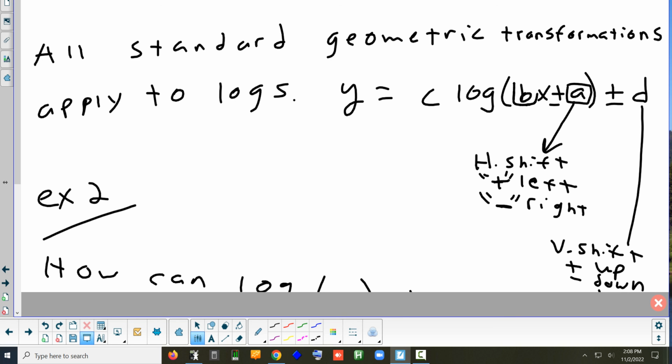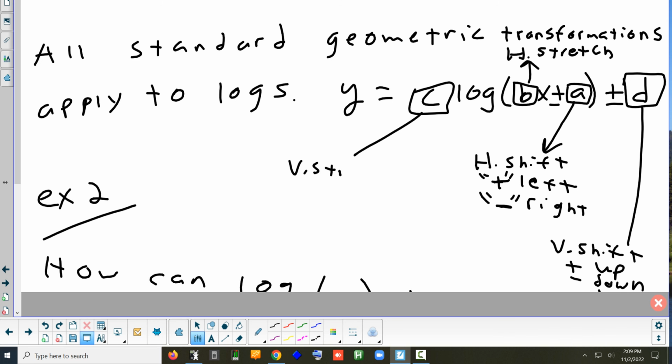All right, let's go to B. B is inside, but it's multiplication. So I just said multiplication is going to be a stretch. Since it's inside, what kind of stretch? Horizontal. So that's your horizontal stretch. And C, multiplication again, but this time it's out in front. So what's C going to do? Ted? That's your vertical stretch.